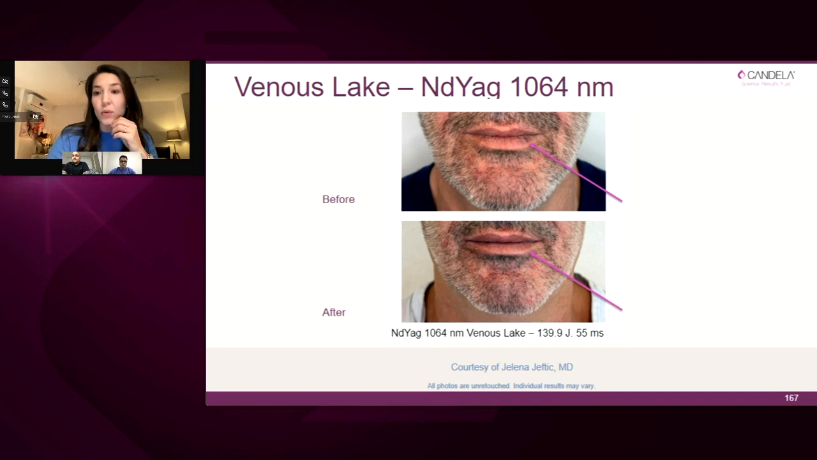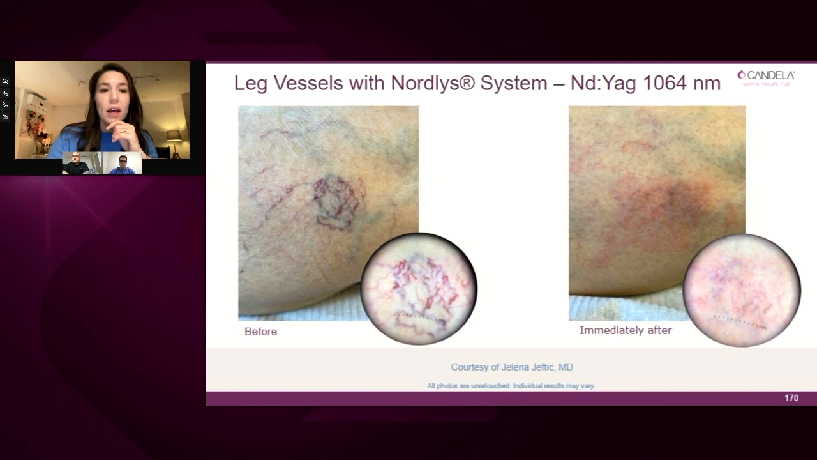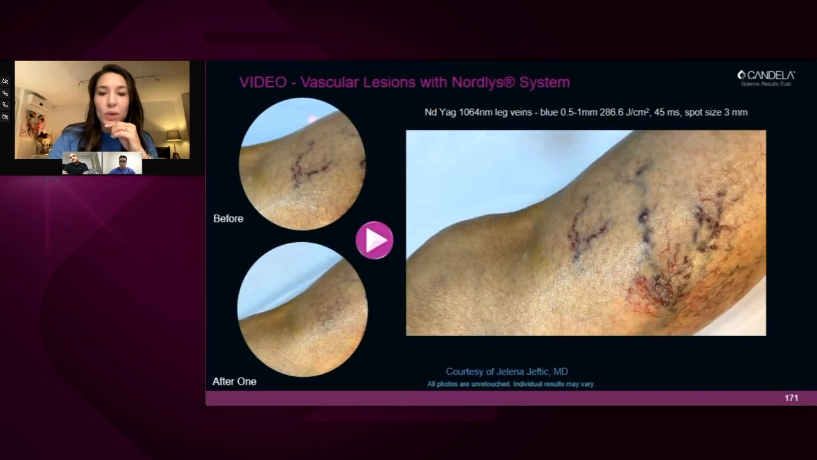Venous lake is something that we also see very often. So just be careful when you do this procedure, and isolate the lesion. And nasal telangiectasis, combined VL and Nd:YAG handpiece on the other side. When you treat vessels, the immediate response is erythema and edema. And here in this video, you can see how the procedure looks.